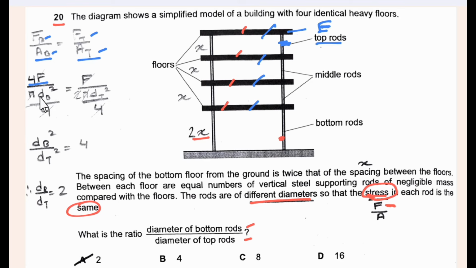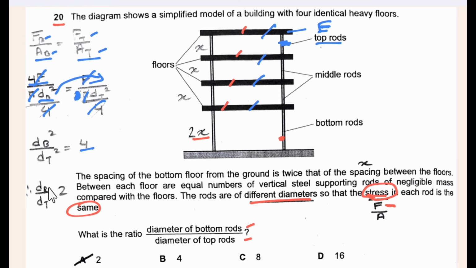So 4F by pi d square by 4, and here we take the diameter of the bottom rod as dB square by 4, is equal to F by pi d square by 4, and here we take the diameter of the top rod as dt square by 4. Then as we know that F is same in both the equations, so we cancel the value of F. Then pi is same in both the equations, also 4 is same. So diameter of the bottom divided by diameter at the top, the ratio square is equal to 4.